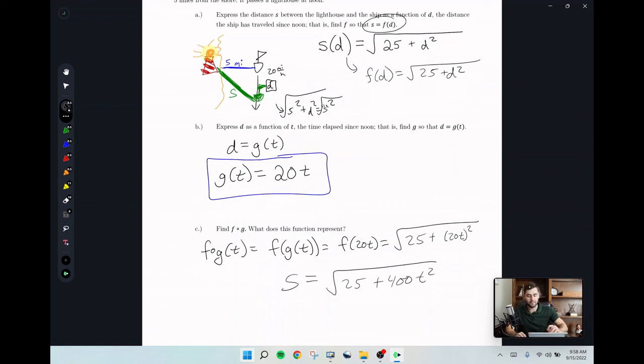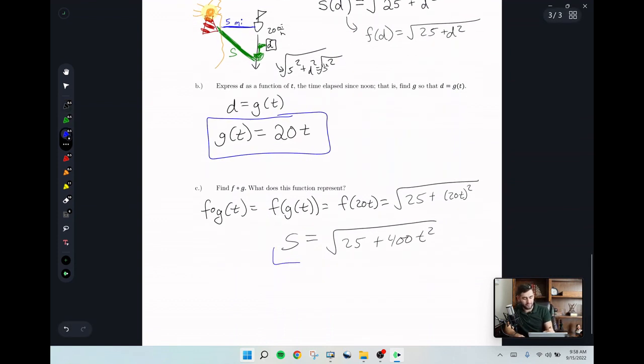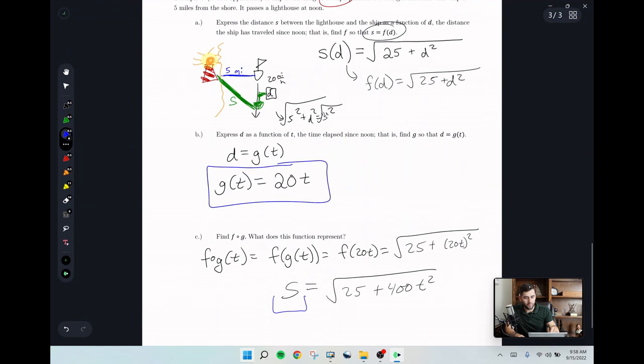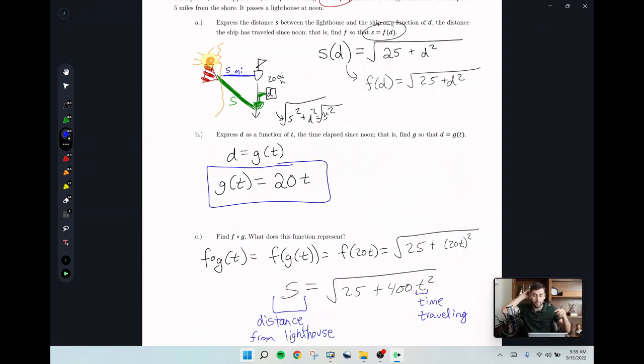So that's saying, what does this function represent? Well, what did S stand for at the very beginning? S stood for distance from lighthouse, right? I'll write that down. And what did T stand for? T stands for time traveling, right? Time traveling. So this function gave us a distance from the lighthouse based on the time that he's traveled. And we had to do 2 steps to get there.